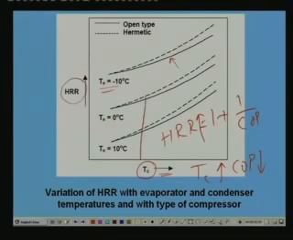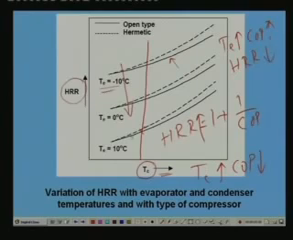Similarly, at a given condenser temperature, as the evaporator temperature TE increases, you know that COP increases, as a result heat rejection ratio decreases. That is what is shown here. And compared to an open type of compressor, you can see that for the same condenser and evaporator temperatures, the heat rejection ratio of hermetic compressor is larger than that of an open type of compressor. Here the solid line is for open type compressor and the dashed line is for hermetic compressor.